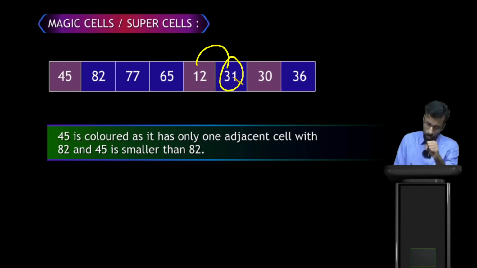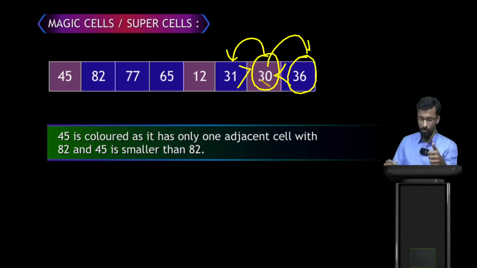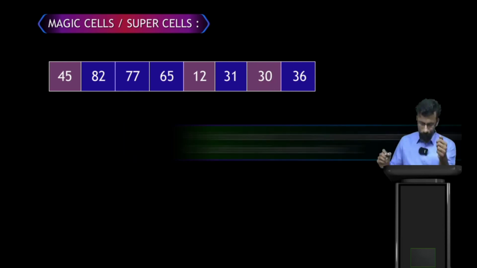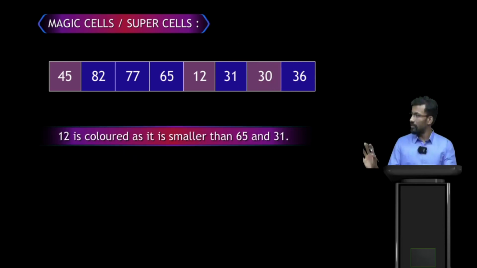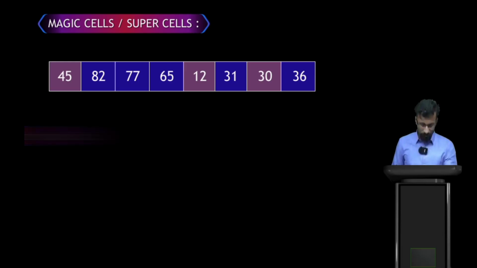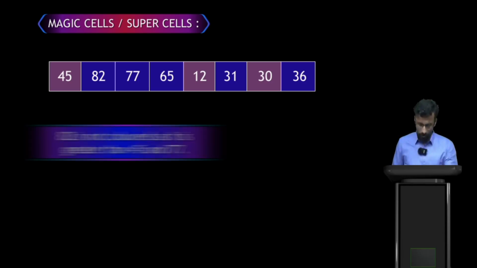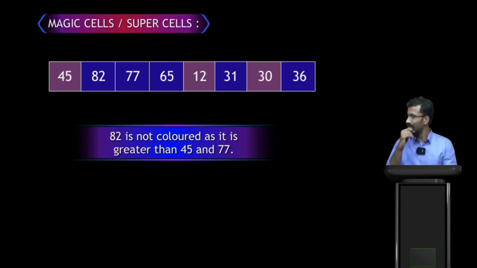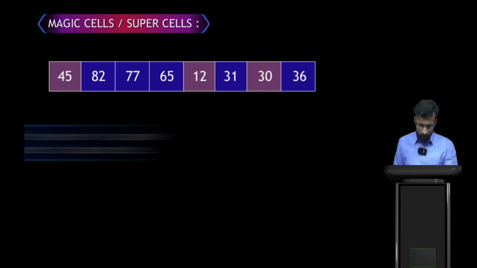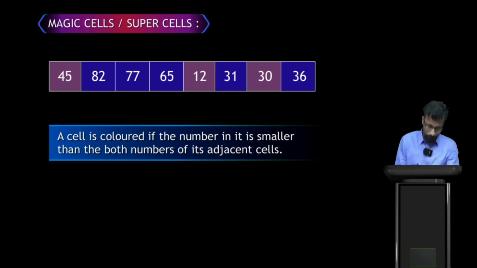Correct. Then for 31, it's smaller, so that's why we are not taking this. For 30, that one is greater, fine, and 36 is also greater, so that's why we are taking 30. So the logic is clear. Fine. So 12 is colored as it is smaller than both 65 and 31, and similarly 30 is colored as it is smaller than both 31 and 36. Very good. So 82 is not colored as it is greater than 45 and 77, and like this a cell is colored.